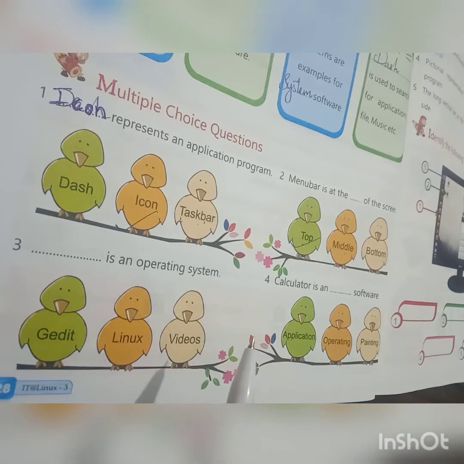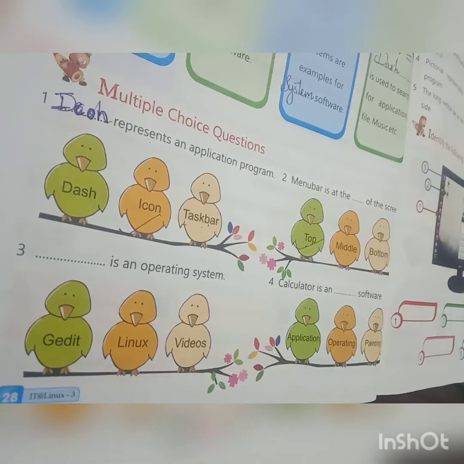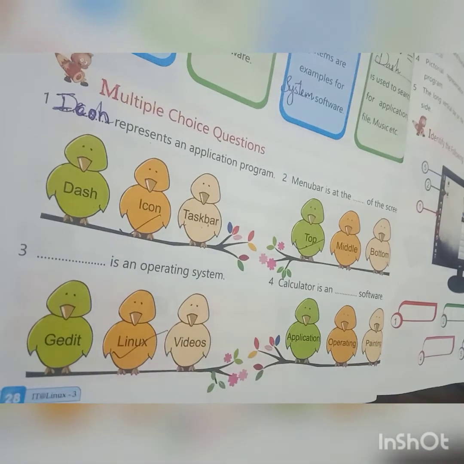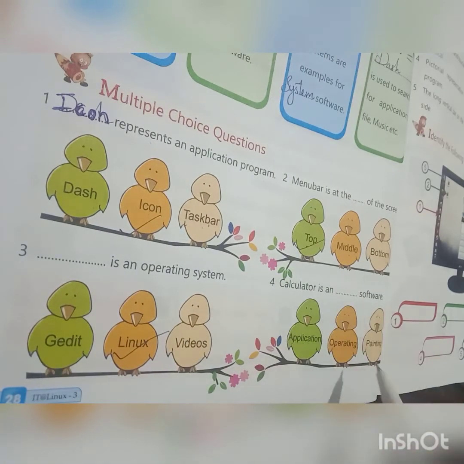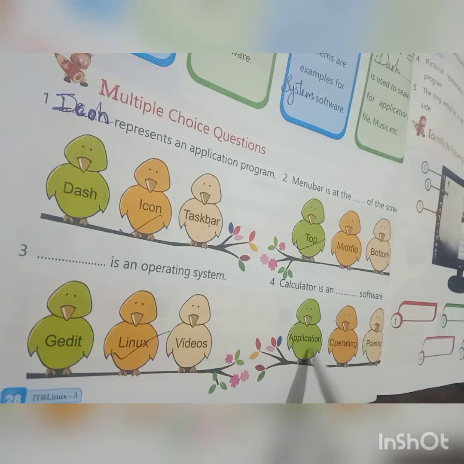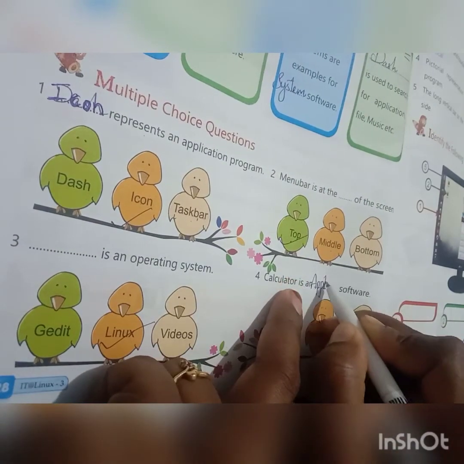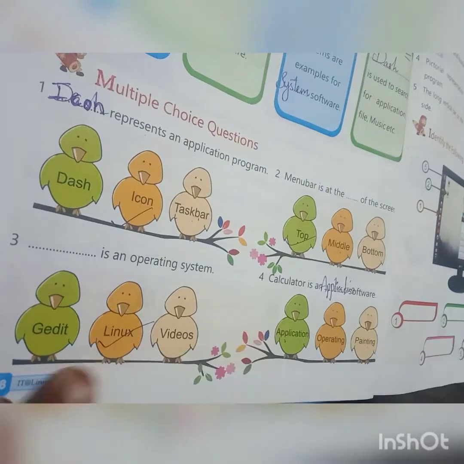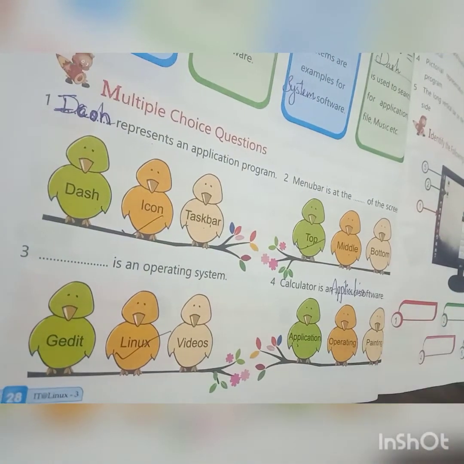Okay children. Dash is an operating system. Which is an operating system, children? Linux. Calculator is a dash software. Which type of software is the calculator? Application software, operating software or painting software? Application software, right? Application software. Okay. So we completed multiple choice question also.